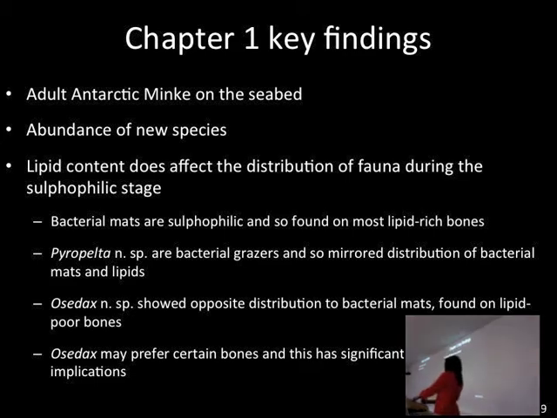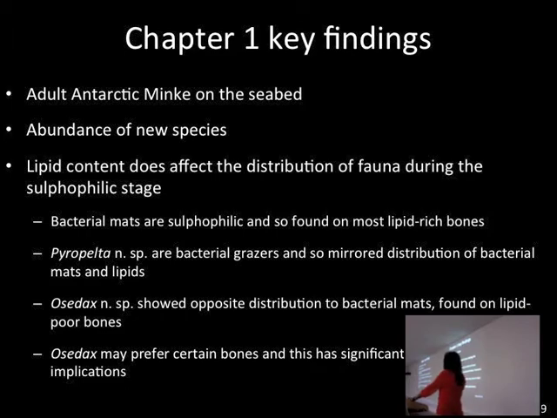So, the main findings from this chapter. We can say with 100% certainty that the skeleton belonged to an adult Antarctic minke whale. And that there was a huge abundance of new species living on the skeleton. And that isn't really surprising given the fact that the Southern Ocean is a very poorly explored area. And there's a huge degree of endemism in that area because of the Antarctic Circumpolar Current, which tends to keep everything within that area. And then lastly, that we have found evidence to support the Higgs hypothesis that the lipid content does affect the distribution of fauna during the sulfophilic stage of whale falls.